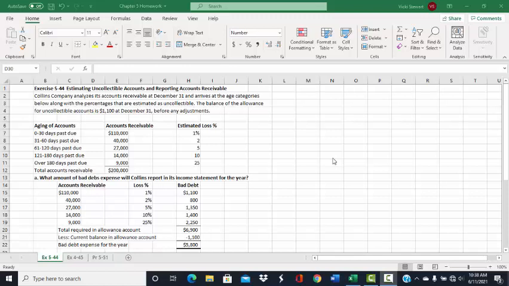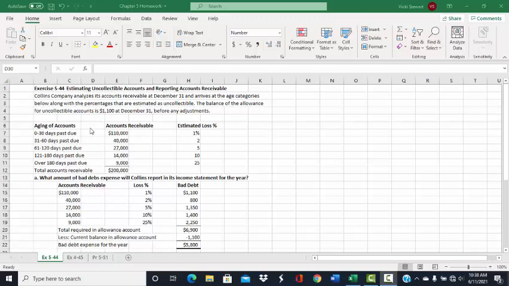This is a demonstration of exercise 544, estimating uncollectible accounts and reporting accounts receivable. Collins Company analyzes its accounts receivable at December 31st and arrives at the age categories below with the percentages that are estimated as uncollectible. The balance of the allowance for uncollectible accounts is $1,100 at December 31st before any adjustments.